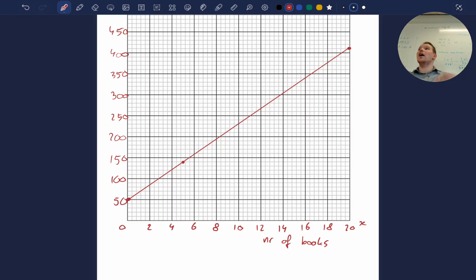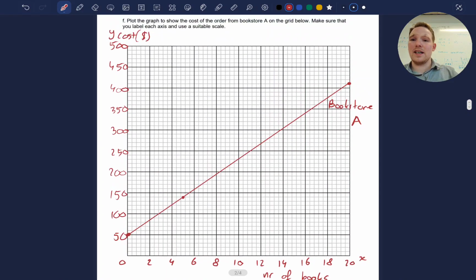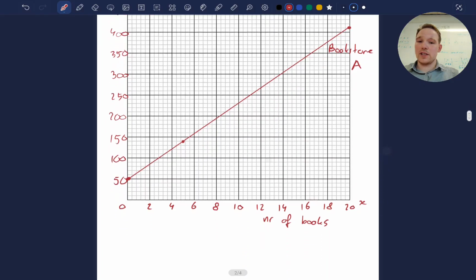There we go. And now what do I not forget? What do I need to do with this line? Label. So this is bookstore A. And this whole graph is displaying the price depending on books. Okay, so I've got a nice graph here. In a moment we are going to add something more to it.